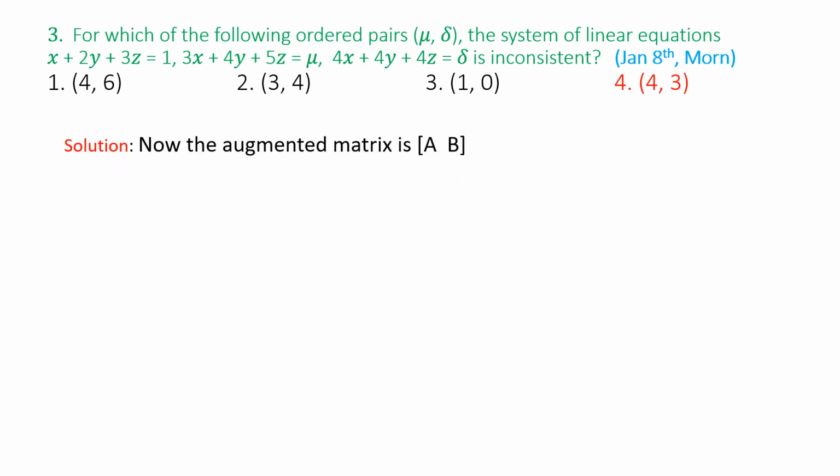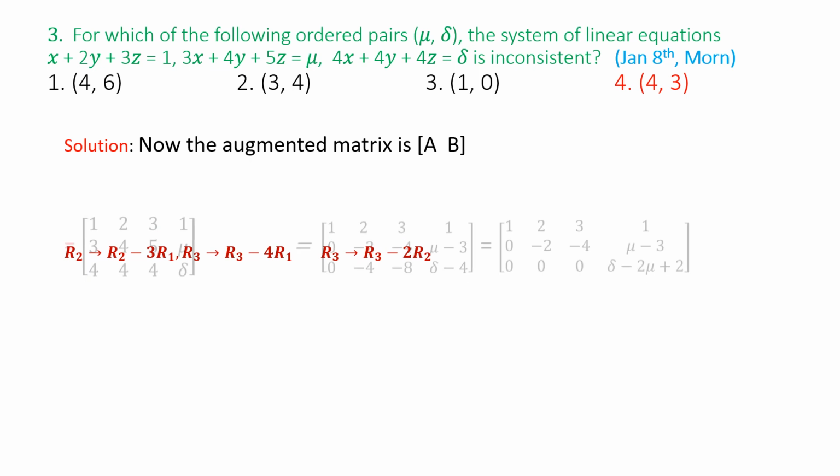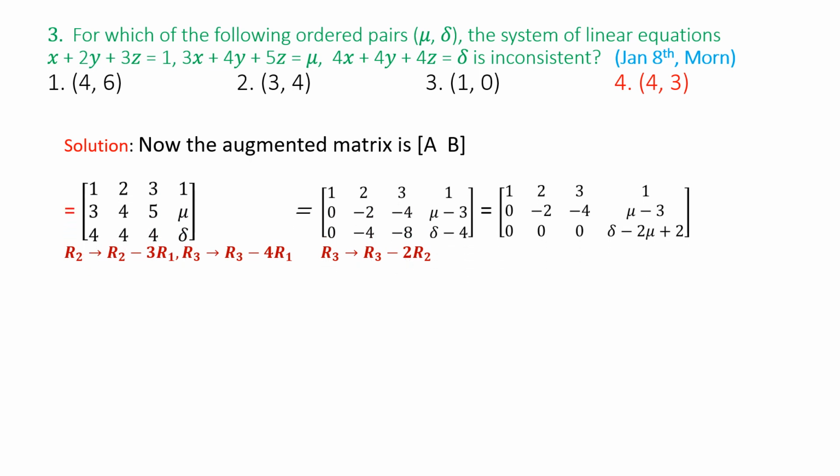Now the augmented matrix of the given system is [A|B]. The coefficients of x, y, z are 1, 2, 3, 3, 4, 5, and 4, 4, 4, which will be written in the matrix, and also write the constant values 1, μ, δ besides the coefficient matrix. This is the augmented matrix of the given system.